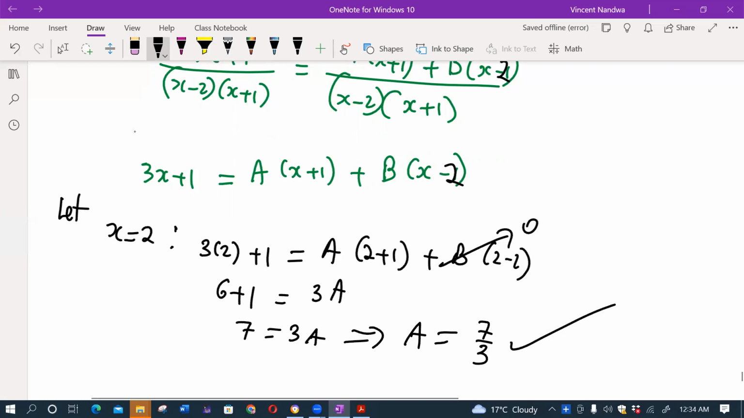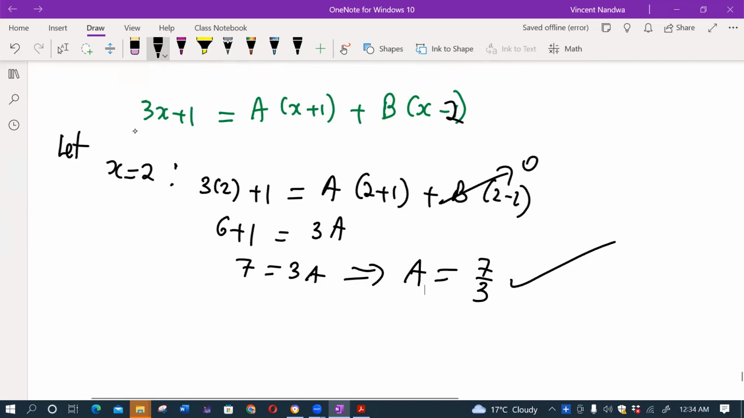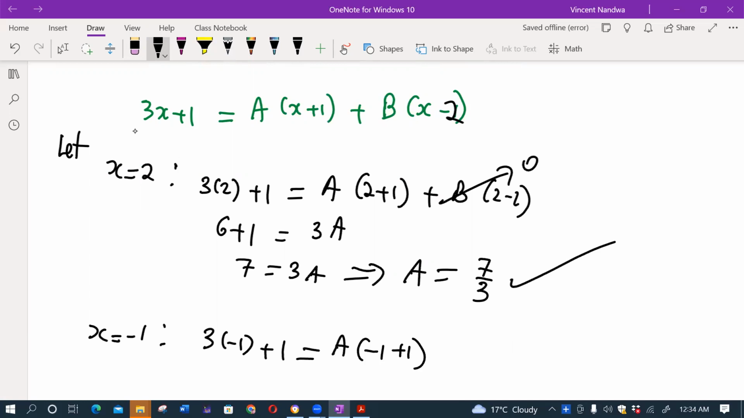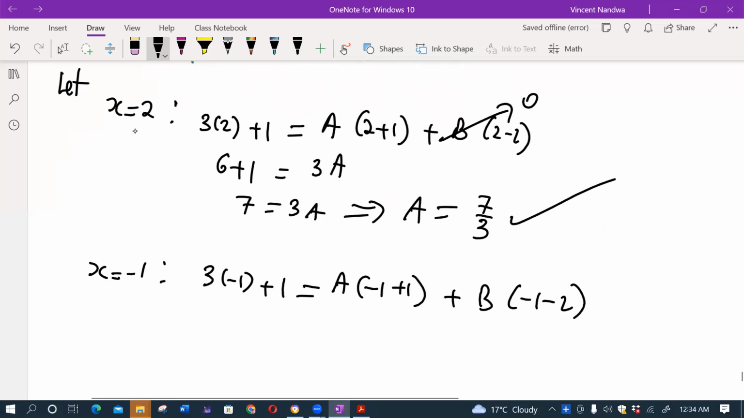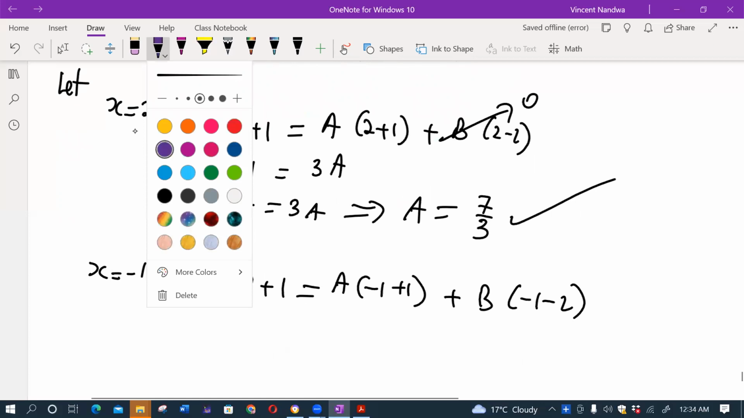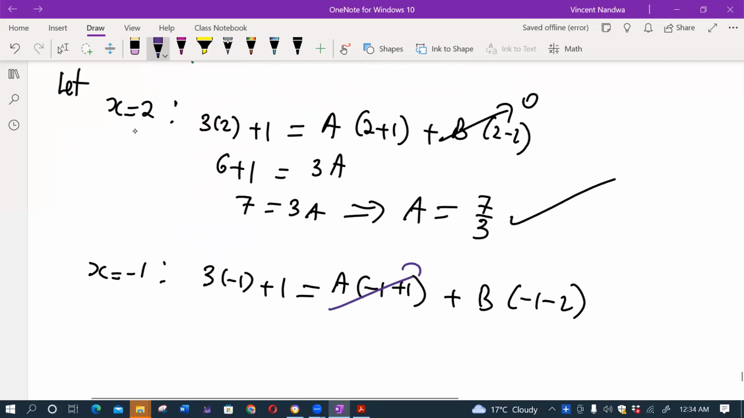And then to eliminate a, we fix x to be minus 1. So 3 times minus 1 plus 1 equals a into minus 1 plus 1 plus b into minus 1 minus 2. So you see that this will give us 0. So we'll have minus 3 plus 1 equals minus 3 times b.